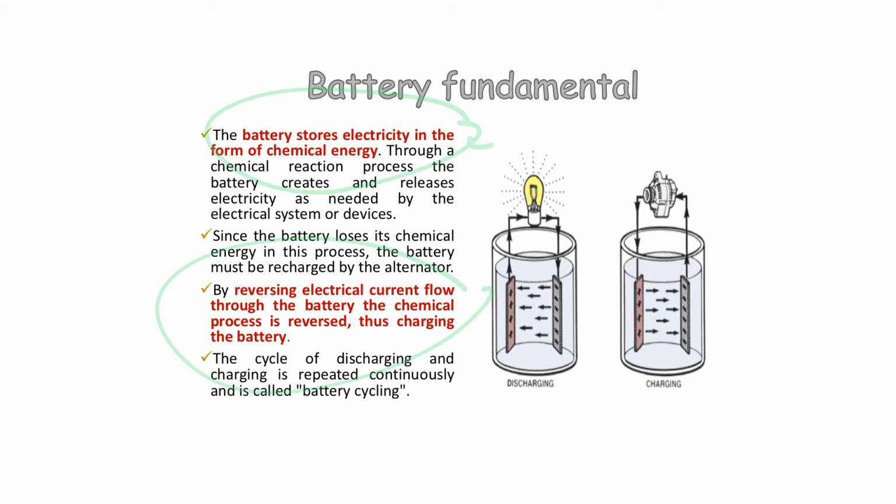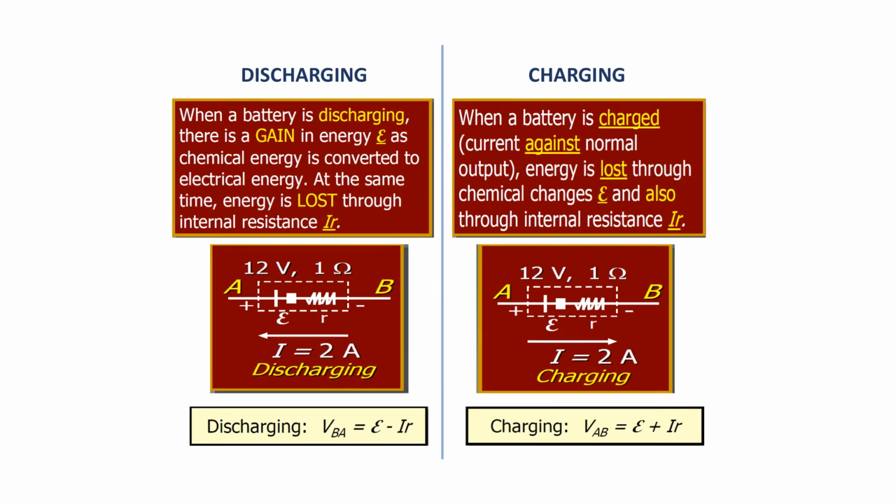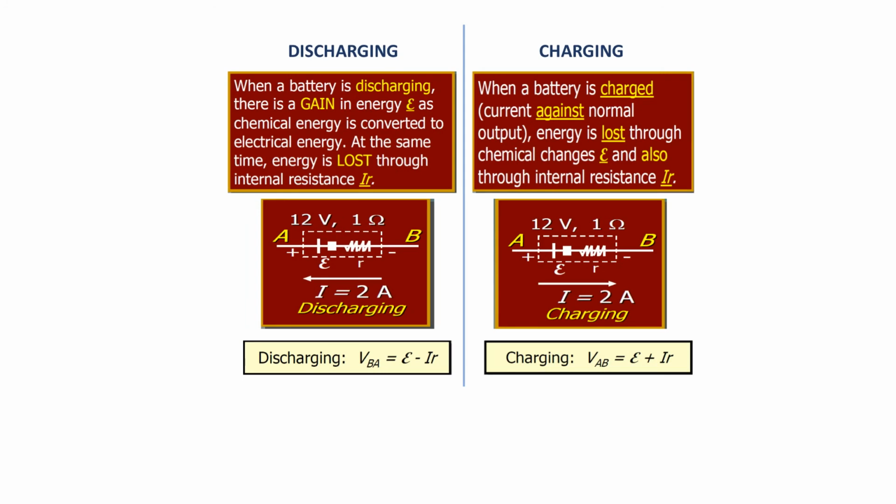So the battery acts like a discharging concept, which means that the current flow follows the conventional current from positive to negative inside the circuit. And for reversing electrical current, we call this the back EMF, or the other name is charging. This follows the direction opposite to the conventional, which is negative to positive. It follows what? The direction of electron flow. So this is the difference between discharging and charging.